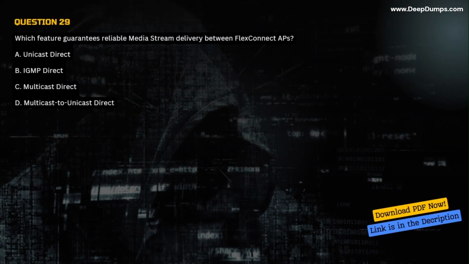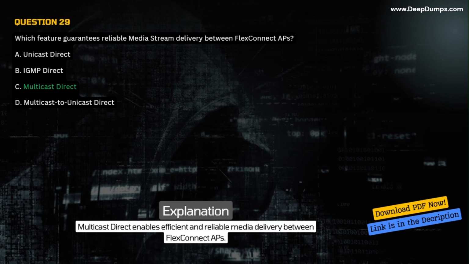Question 29. Which feature guarantees reliable media stream delivery between FlexConnect APs? A. Unicast Direct. B. IGMP Direct. C. Multicast Direct. D. Multicast to Unicast Direct. Correct answer C. Multicast Direct. Explanation. Multicast Direct enables efficient and reliable media delivery between FlexConnect APs.